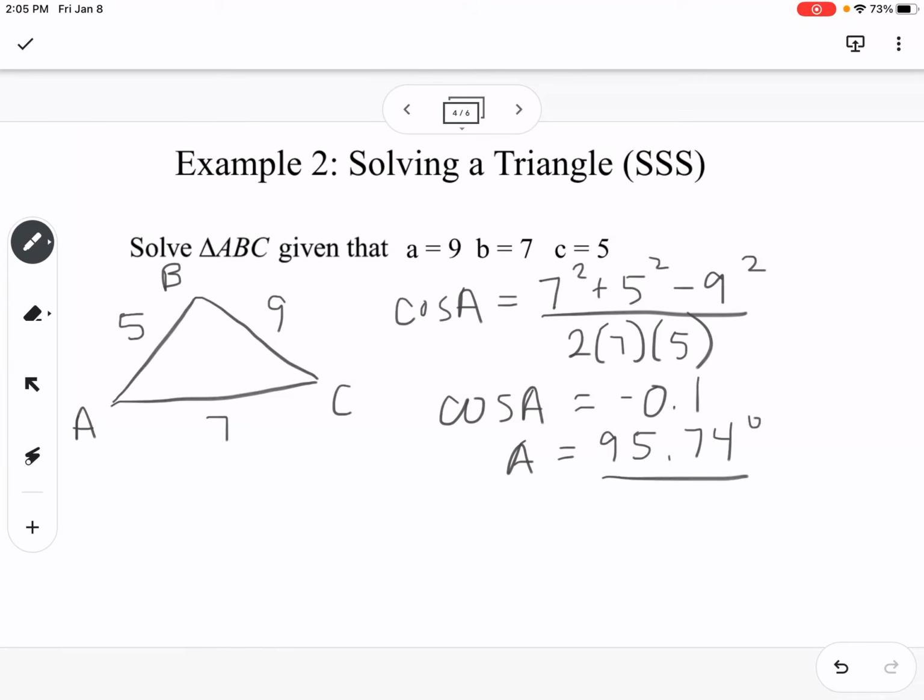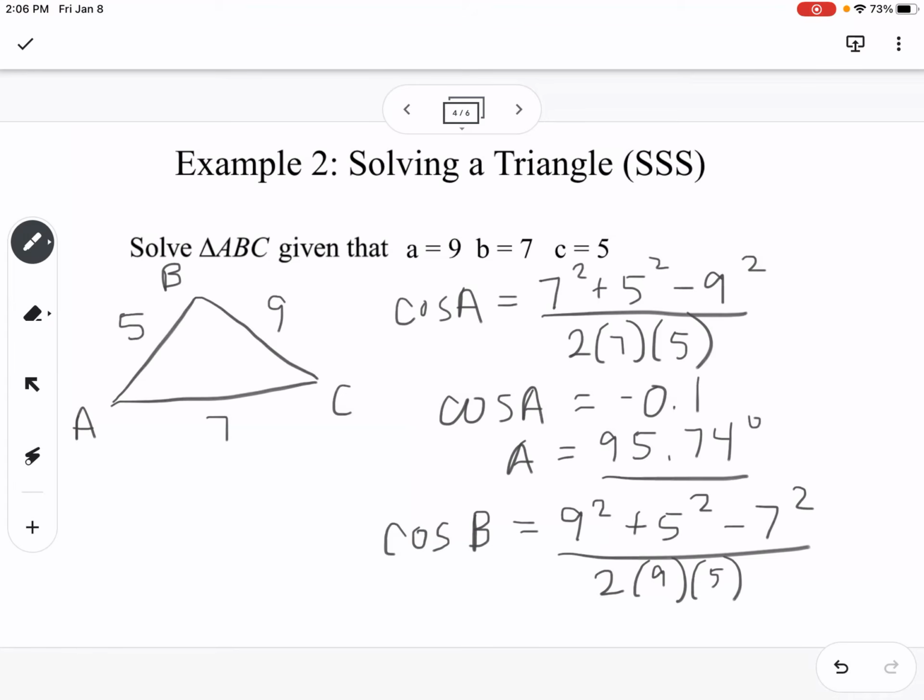Now we could do law of sines because we know that A is obtuse, so none of the other two are going to be obtuse, so we're safe to use either. But you could also just do law of cosines again, just to practice that. Cosine of B would be 9 squared plus 5 squared minus 7 squared over 2 times 9 times 5. Then we do the inverse cosine of that, and we get 50.70 degrees. To find angle C, we subtract those two from 180, and we get 33.56 degrees. So that is side, side, side.